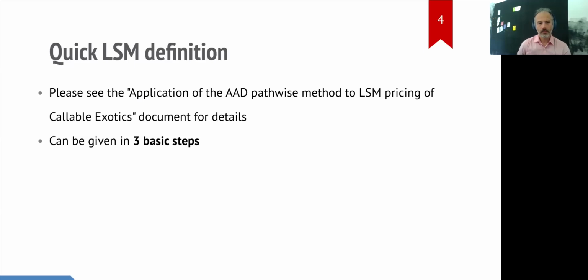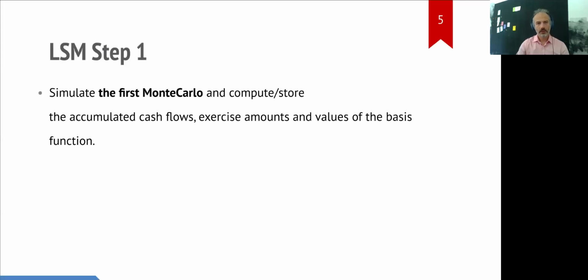But the whole thing can be split in 3 basic steps. So step number 1. In the first step, we simulate Monte Carlo and compute and store accumulated cash flows, exercise amounts, and values for the basis functions. This data is needed to execute Longstaff Schwartz regressions, and this data is in vector form, right? So we do need to have it available in memory.